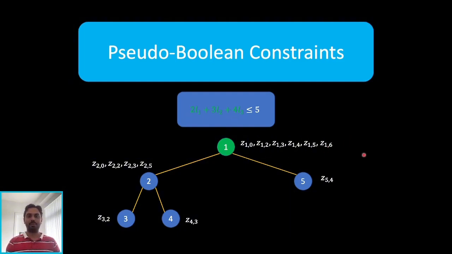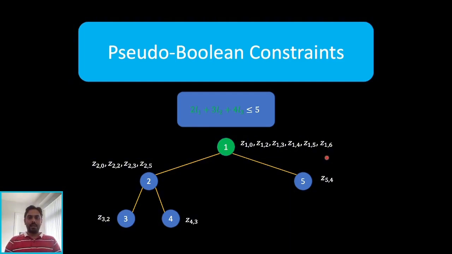But we don't have Boolean variables for that, and that's because of this right hand side. The right hand side is 5. That means anything 6 or above is equivalent for us. They are all basically failing the constraint. So all the sums 6 or above are represented by this one Boolean variable z16.